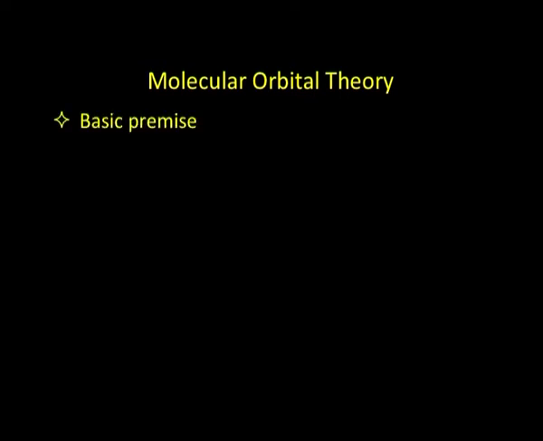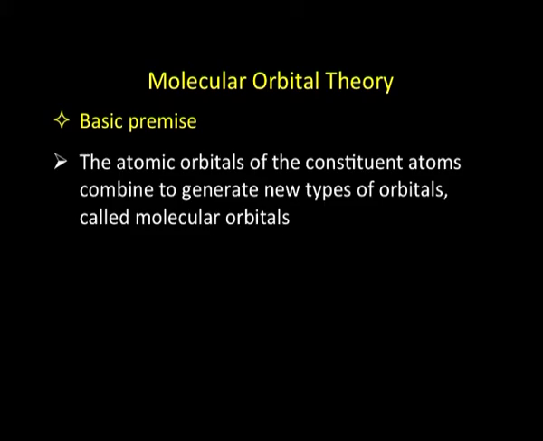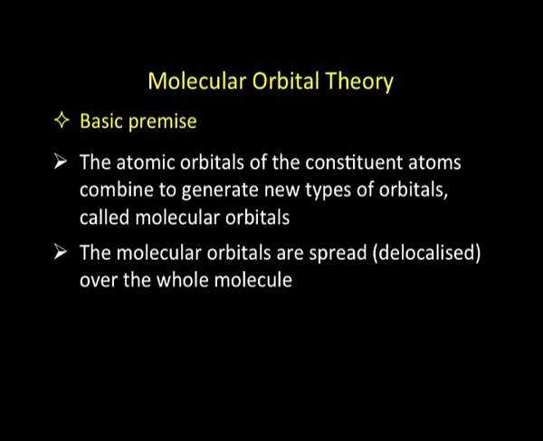The basic premise of this theory goes as follows: the atomic orbitals of the constituent atoms combine to generate new types of orbitals called molecular orbitals. What happens here is, you have two atoms, atom A and atom B, and the two have to bind together. For that to happen, this theory proposes that the orbitals of atom number 1 and atom number 2 come close, overlap, mix together, and generate new orbitals called molecular orbitals, and those molecular orbitals are spread over, or delocalized over, the whole molecule.